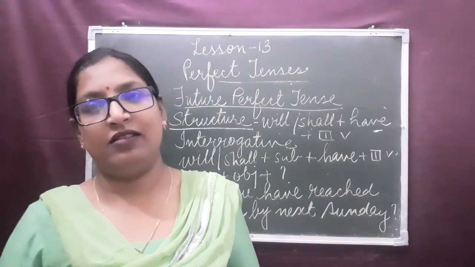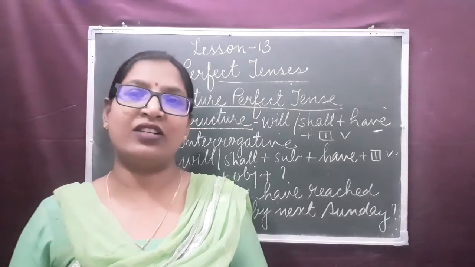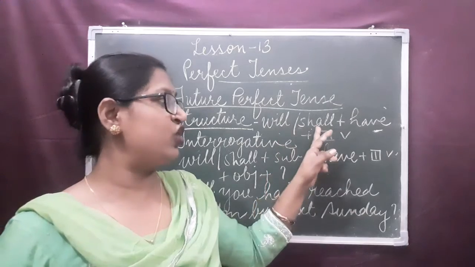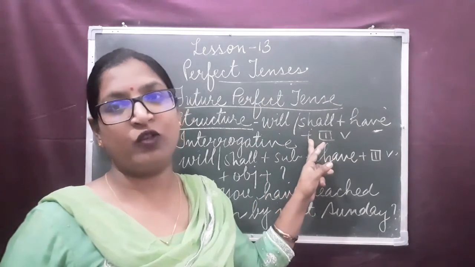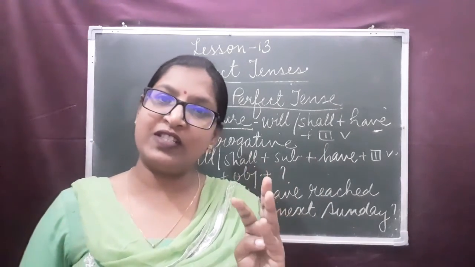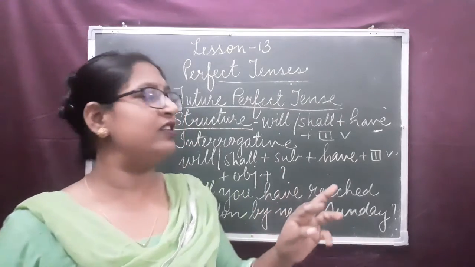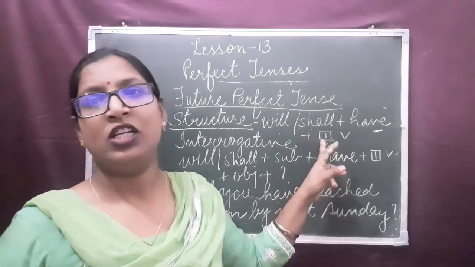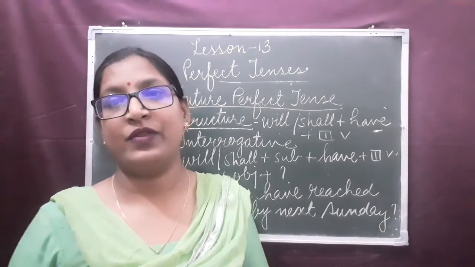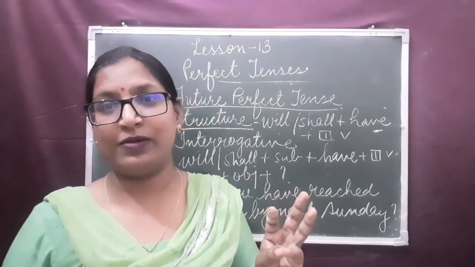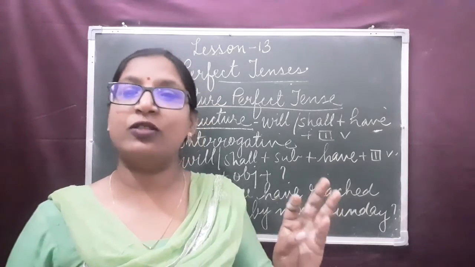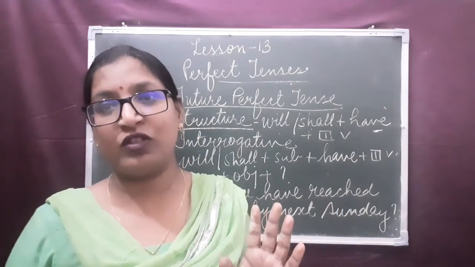Once again, I'll repeat the structure. We use the modal auxiliaries will or shall plus have plus third form of the verb. Whether we make the affirmative sentence, negative sentence or interrogative sentence, we always use the third form of the verb. Third form of the verb means the past participle form. Present, past and past participle. These are the three forms, isn't it? And along with this, S or ES form of the verb and ING form of the verb. Total 5 forms of the verbs we have studied.